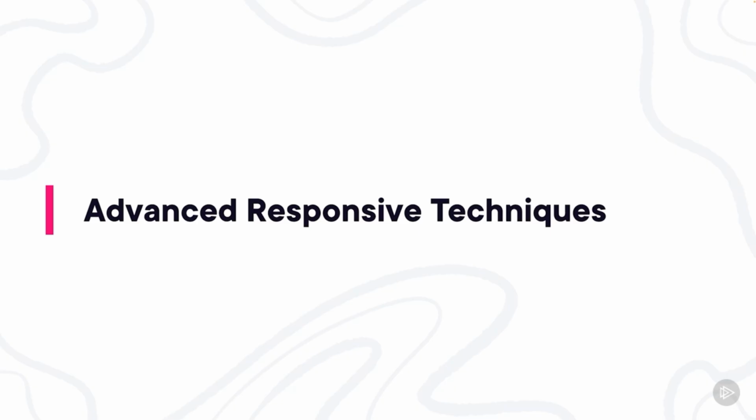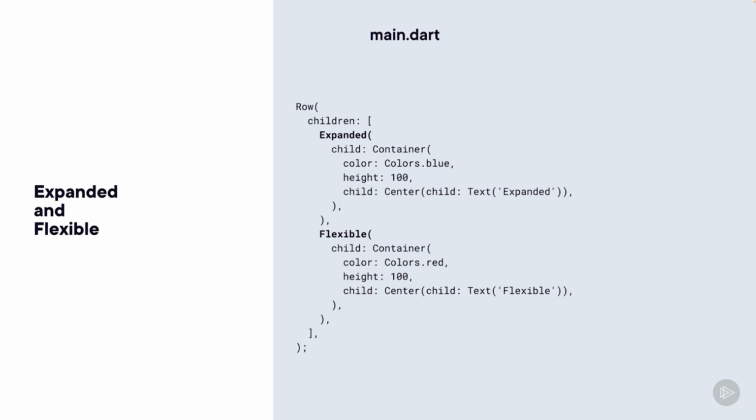All right, let's talk about some advanced responsiveness techniques in Flutter. The first one I want to mention is using Expanded and Flexible widgets. These two widgets are key for controlling how space is distributed between child widgets in a row and column. We've seen that in the previous module. They allow your widget to adjust dynamically based on available space, making it easier to create responsive designs. We already have seen this in module 2.